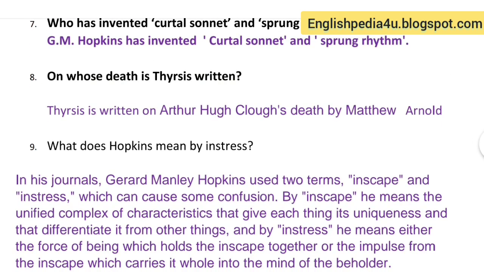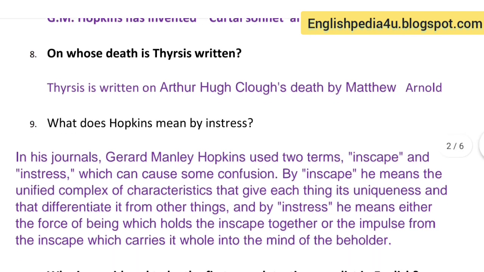On whose death is Thyrsis written? Thyrsis is written on Arthur Hugh Clough's death, and it is written by Matthew Arnold.